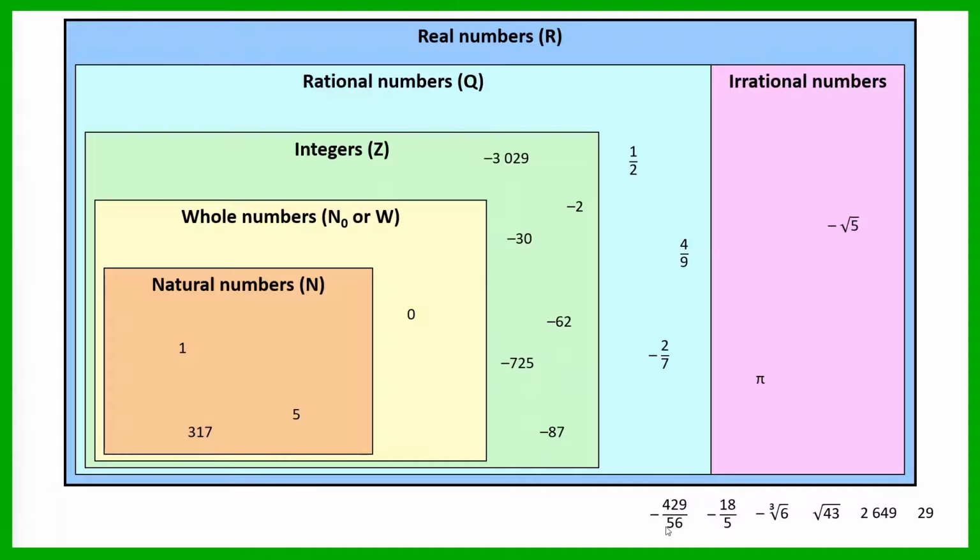Okay, then the next one, negative 429 over 56. This is going to be a rational number. And then negative 18 over 5 is also a rational number.